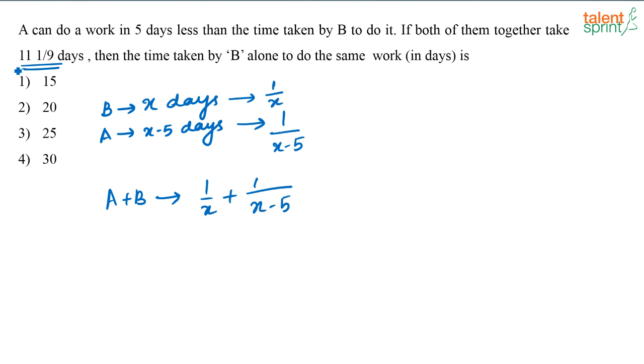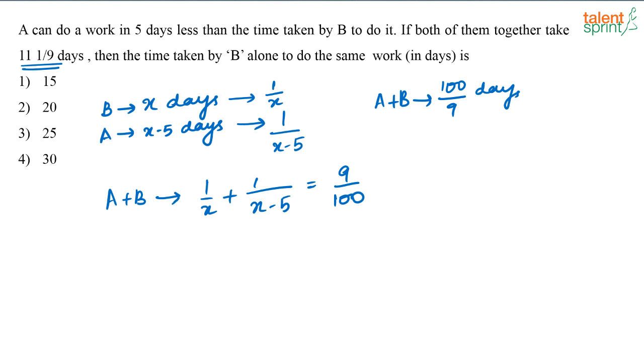Now, I know that put together both of them are able to finish the work in 11 1/9 days, or in 100 by 9 days, right? A and B. Or in 1 day, how much work will they finish? They will finish 9 by 100th of the work. So here you have to find out the value of X, and that is what they are asking, right? In how many days will B alone do the work? You have to find out the value of X.